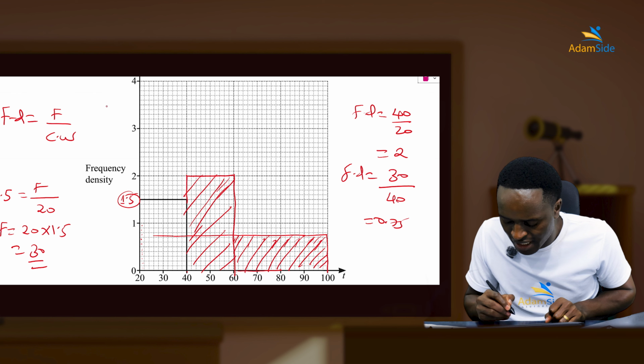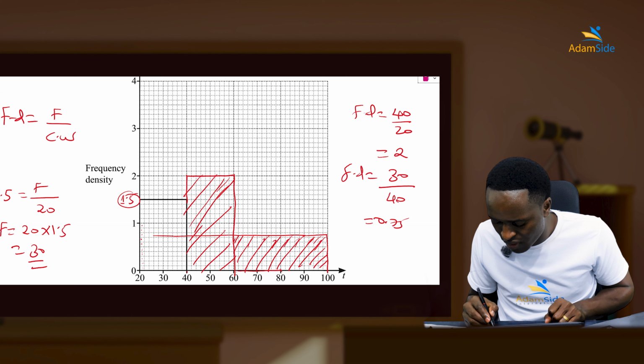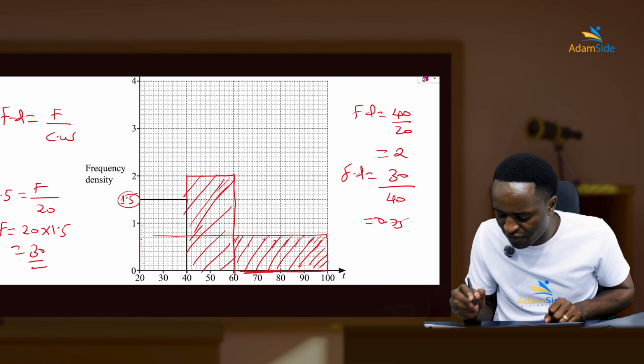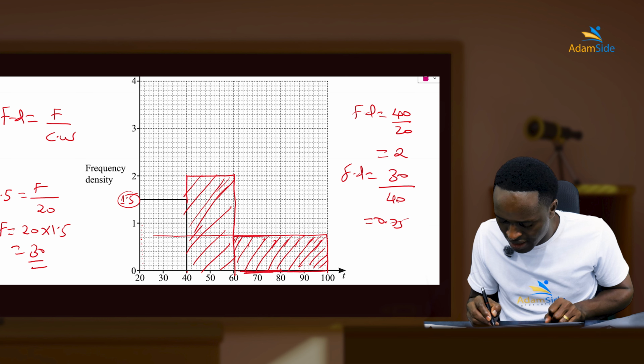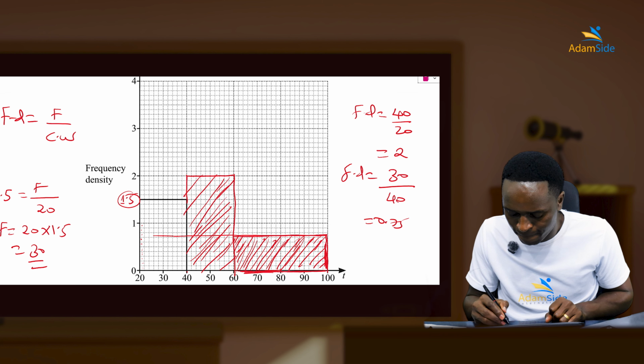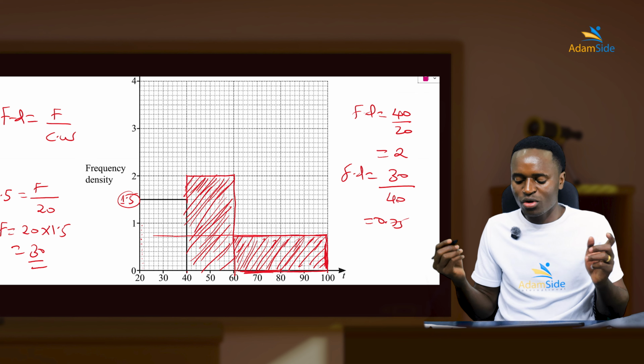This is how you divide, because here we have 2 class widths, the first one and the second one. So the class width is 40 and the frequency is 30. So 30 divided by 40 is 0.75, and you plot it like that. You end up with a proper diagram. Correct.